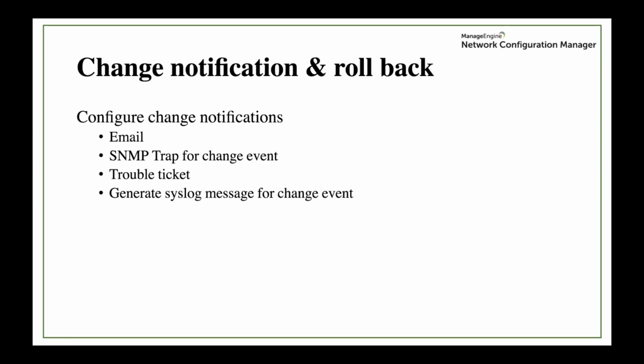Now, these are the ways in which you can configure the changes. It could either be an email or an SNMP trap, a trouble ticket, or a syslog message. We also have the advanced feature of rollback. Let us quickly see this.